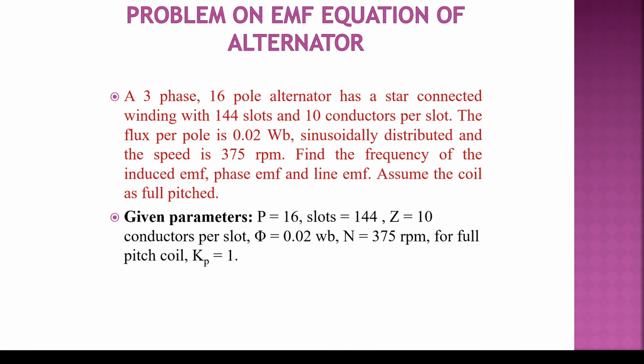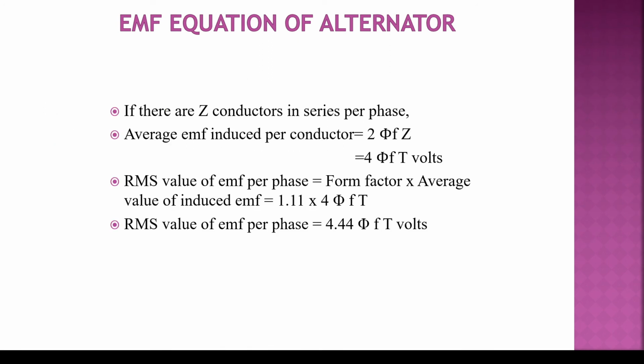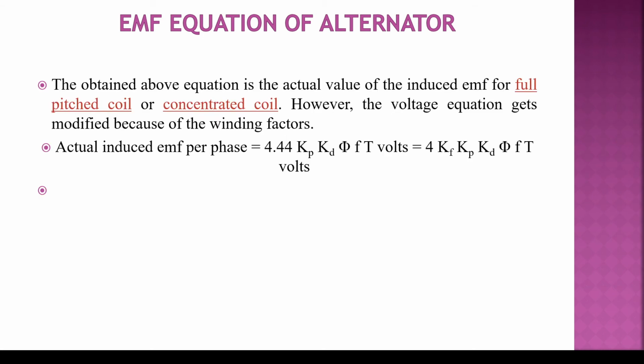Now let us do a numerical based on the EMF equation of alternator. I hope everyone understood this EMF equation. So the average EMF induced per conductor we got as 4 5 f T, and if you want to get the RMS value, multiply this value by 1.11, so we got 4.44 5 f T. Now we are including Kp, Kd, Kf, so this will become 4 Kf Kp Kd 5 f T.